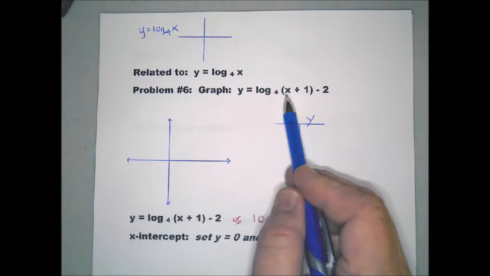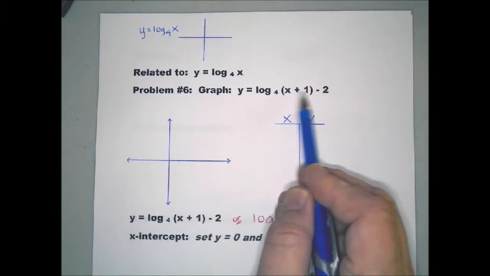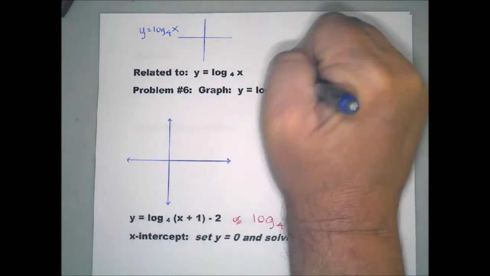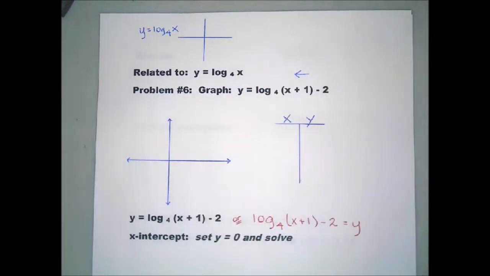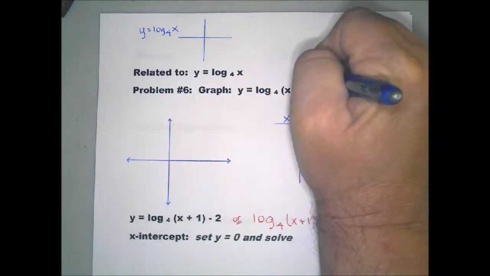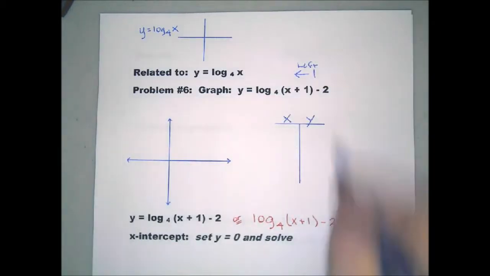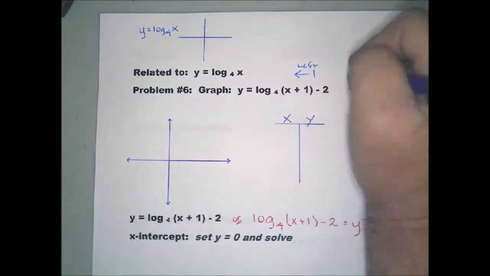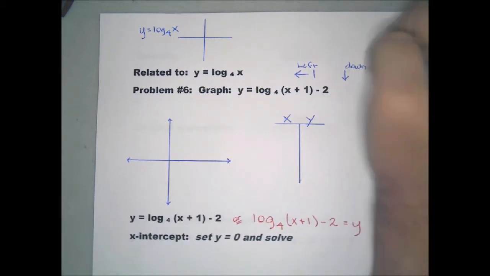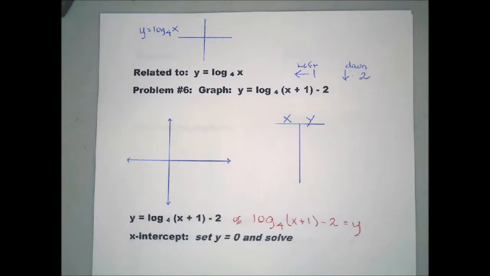Now, one of those shifts is when x plus 1 is in parentheses, it means the graph is being shifted to the left by 1. But the minus 2 that's right there means it's also going down by 2. So left 1, down 2.